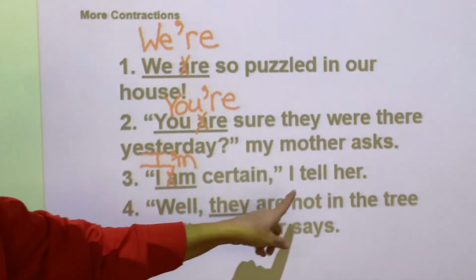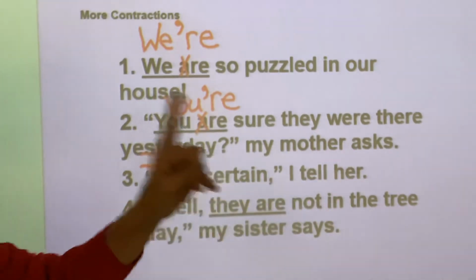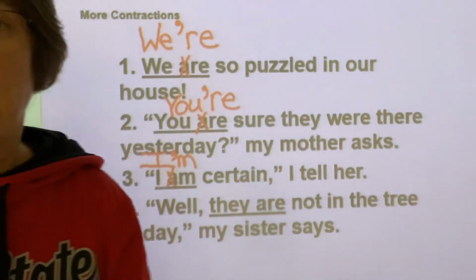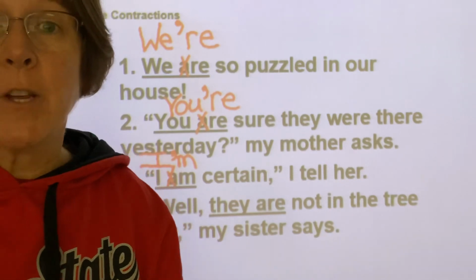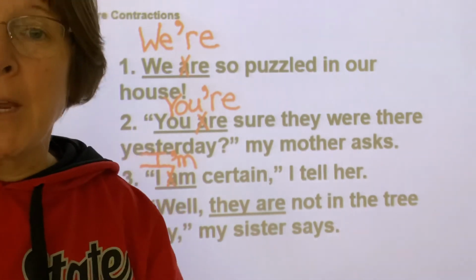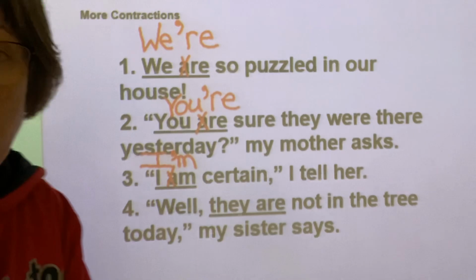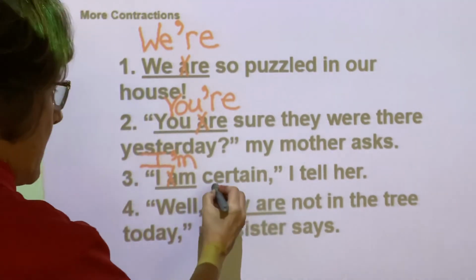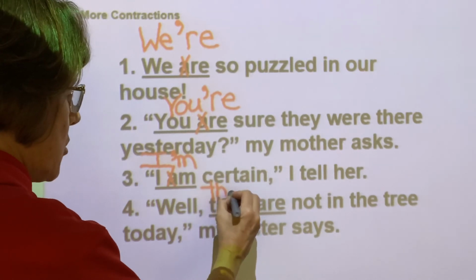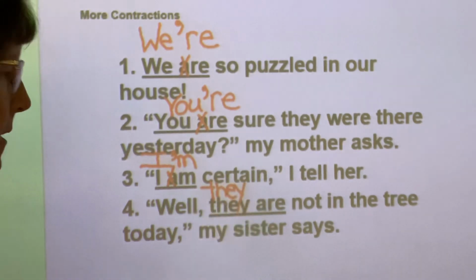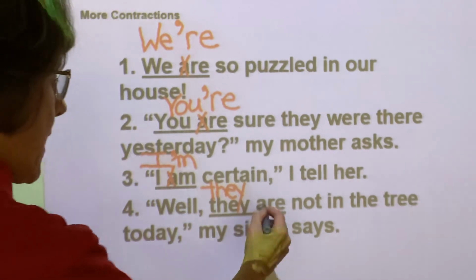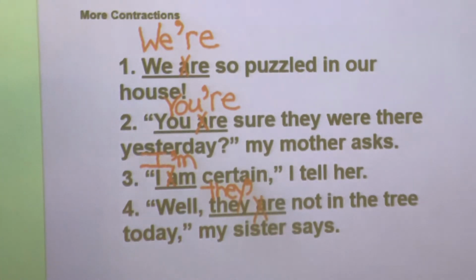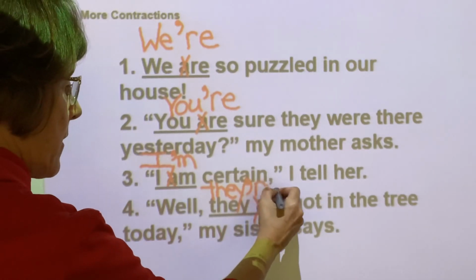Well, they are not in the tree today, my sister says. They are. We're going to make a contraction. Now, even if you're not sure what it would be, you can still make it. Because what do? The first word stays the same. T-H-E-Y. The second word, get rid of that first vowel, put an apostrophe, and then R-E.